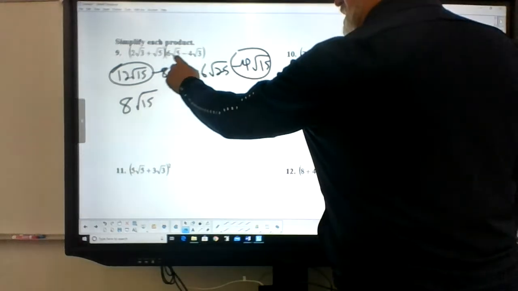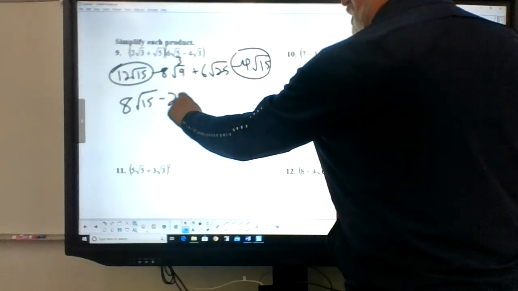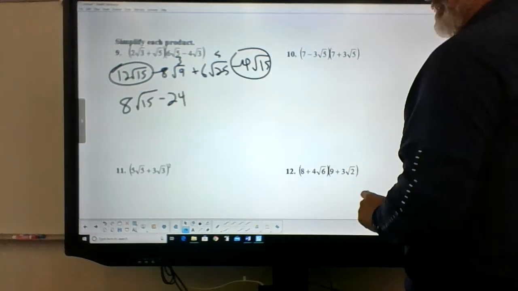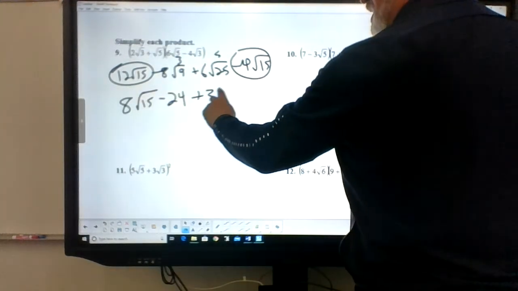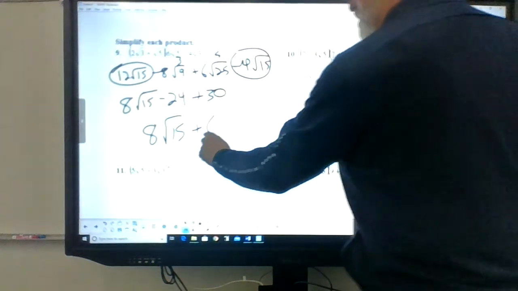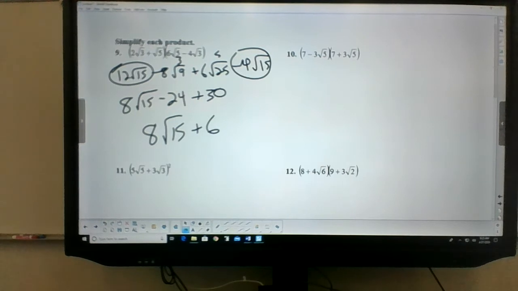This is minus 8 times 3, so minus 24. This is plus 6 times 5. Radical 25 is 5, which is plus 30. So I have 8 radical 15 plus 6.